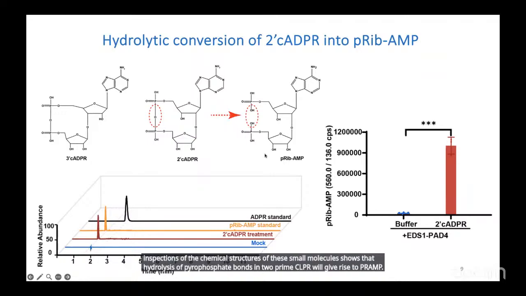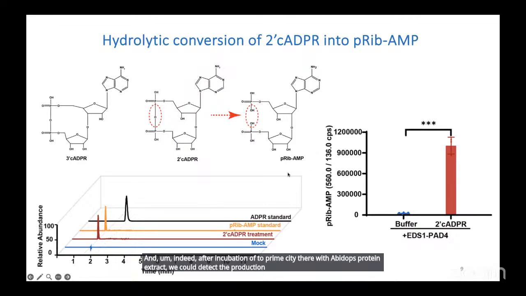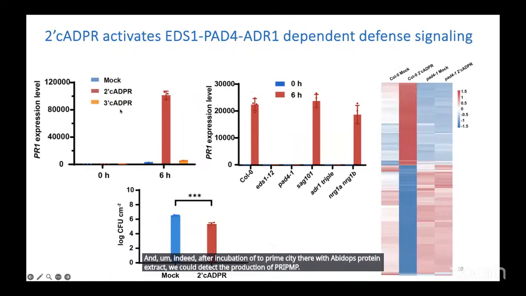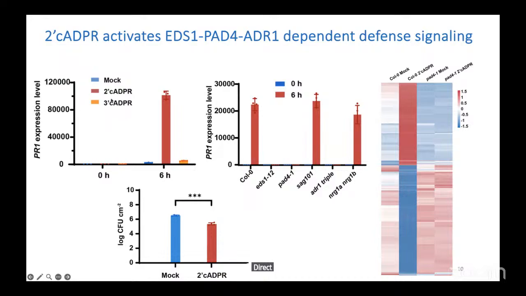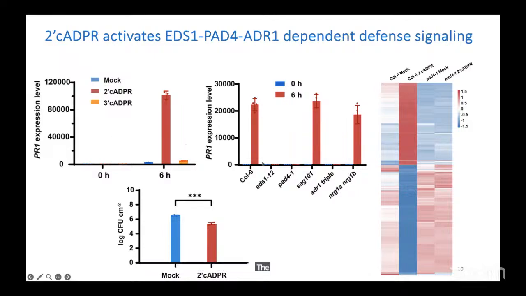And indeed, after incubation of 2' cADPR with Arabidopsis protein extract, we could detect the production of pRib-AMP. Direct application of 2' cADPR, but not 3' cADPR, on Arabidopsis leaves induces the expression of the defense marker gene PR1. The induction is dependent on EDS1, PAD4, ADR1, but not on SAG101 or NRG1.